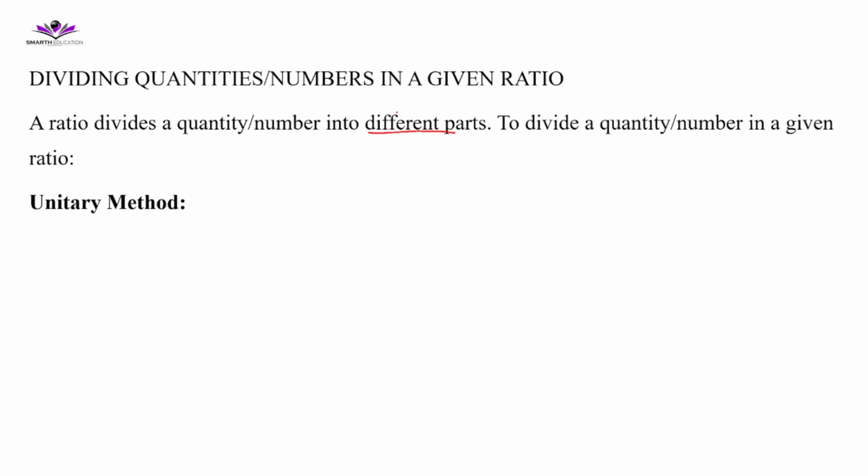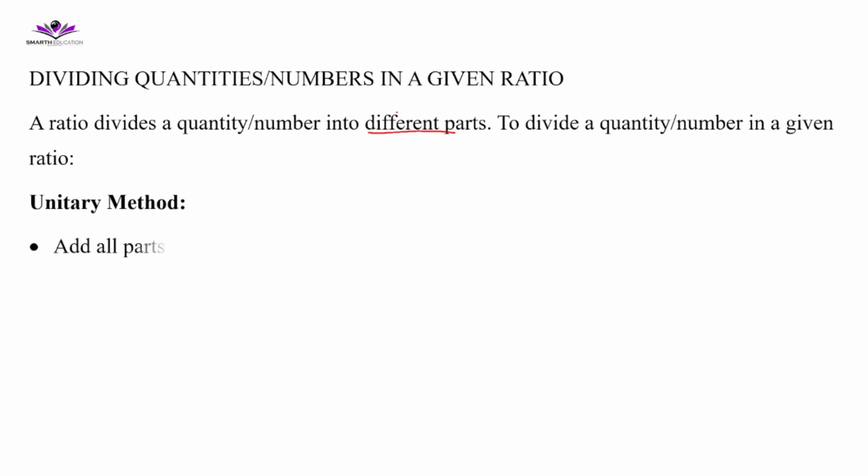What is the meaning of the unitary method? It means that you have to find the value of one part of the quantity and then use it to find the value of the multiple parts. So you start by finding the value of one part of that quantity you are dividing, and then after that you can find the value of the multiple parts.